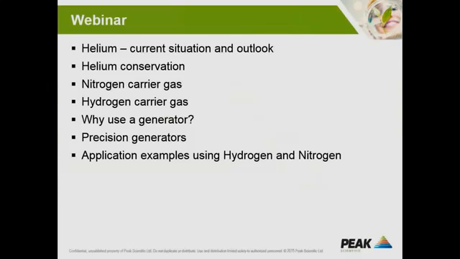So just to give you a quick outline of the webinar, first I'm going to look at helium in terms of the current global situation and outlook. Look at helium conservation, and then look at nitrogen and hydrogen as carrier gas, and then talk about why it's beneficial for your lab to use a generator, and then look in more detail at the precision generators before looking at a couple of application examples using hydrogen and nitrogen as carrier gases.